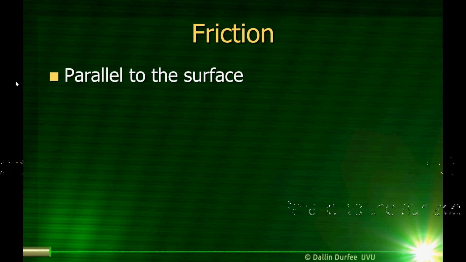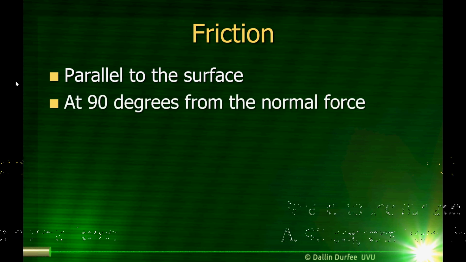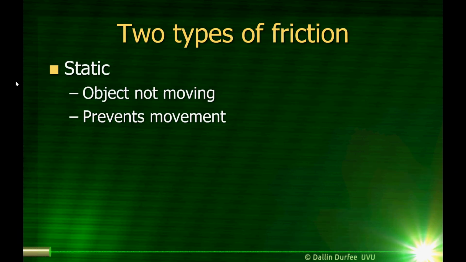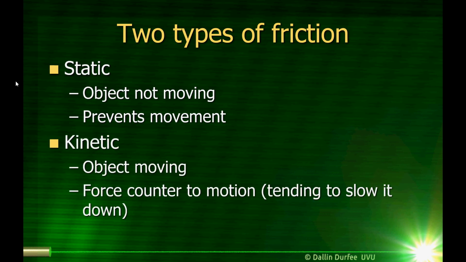Okay, now let's talk about friction. Friction is a force which is parallel to the surface. So the normal force is perpendicular, friction is parallel, therefore it's at 90 degrees from the normal force. And it turns out that there are two types of friction. Static friction occurs when an object is not moving, and it prevents the motion of the object. So I push on a big box of rocks, and the box doesn't move because of static friction. Then there's kinetic friction that occurs when an object is moving, and its force counters the motion. It tends to slow it down.